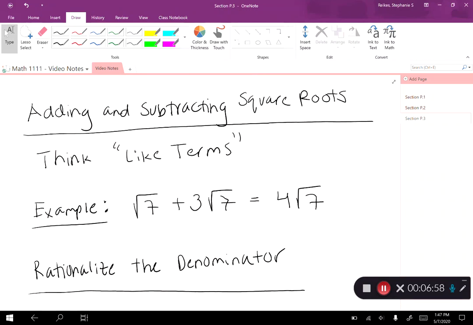Next, let's take a look at adding and subtracting square roots. When we add and subtract, think like terms. So, for example, if I have square root of 7 plus 3 square roots of 7, that first one, if there's no number in front in math, that means it's the number 1. So like terms, think of square roots like variables. That's going to give me 4 square roots of 7.